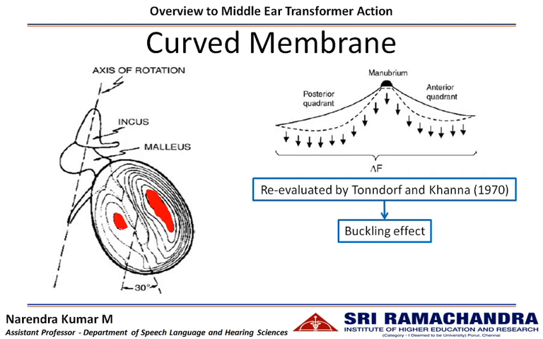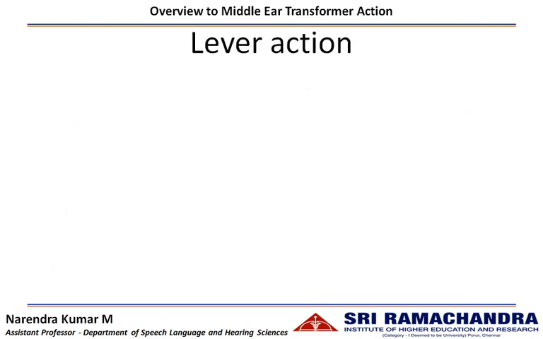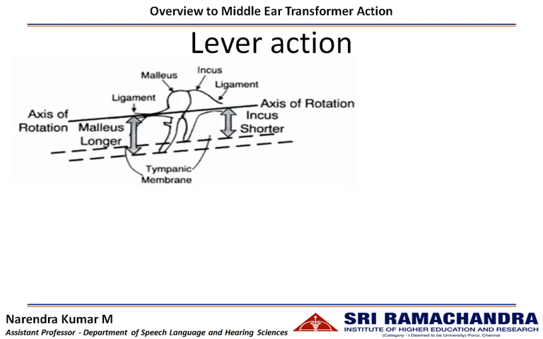Now, above 1500 Hz, rather than two different parts, a complex vibratory pattern is seen at the tympanic membrane. Hence, they reported that the transformer function of the middle ear is increased by 2 times because of this buckling membrane effect. The ossicles function as a lever in the middle ear.